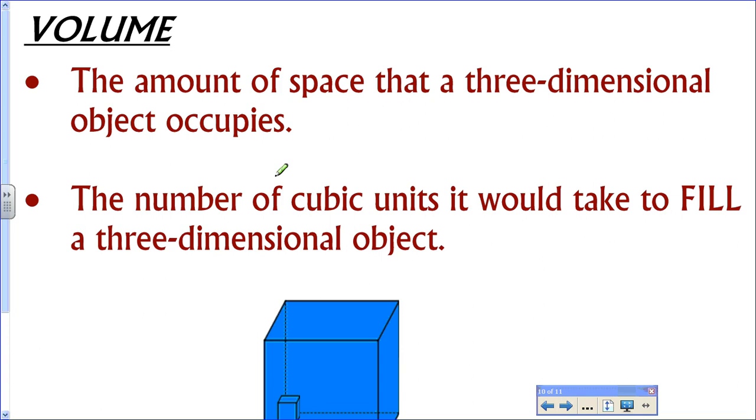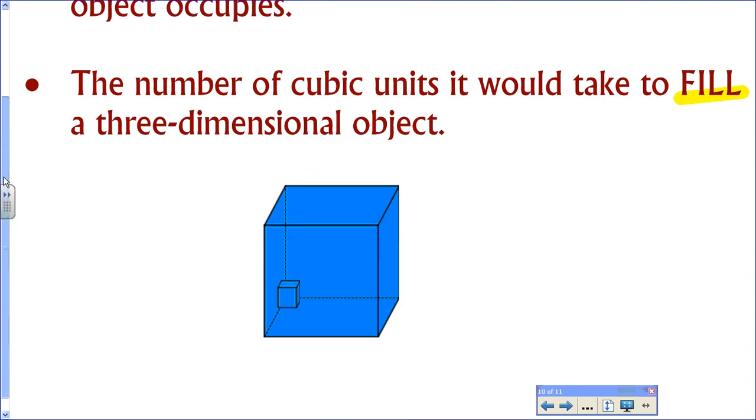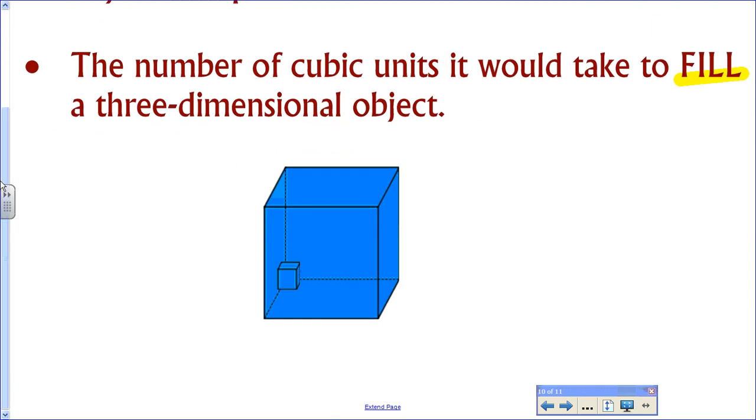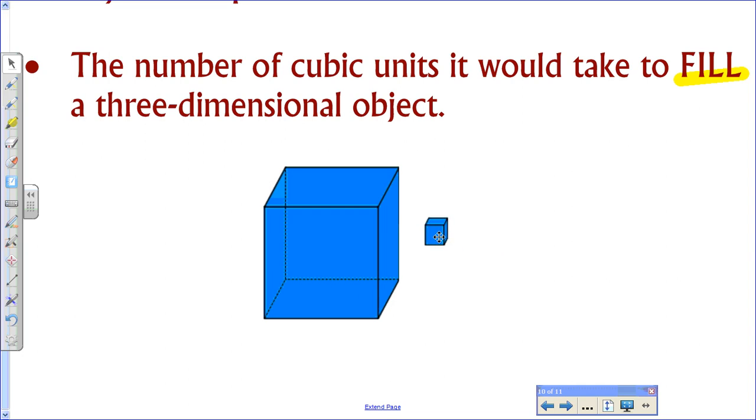Volume is the amount of space that a three-dimensional object occupies. So it's the number of cubic units it would take to fill a three-dimensional object. So, in other words, you want to figure out how many of these cubes it would take to fill this rectangular prism.